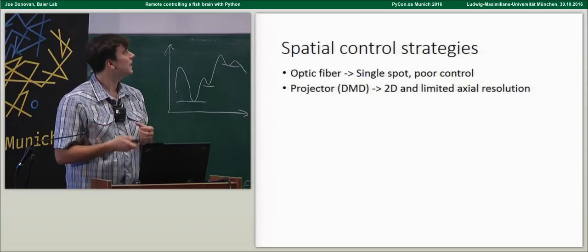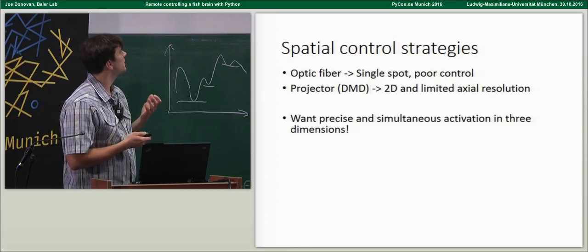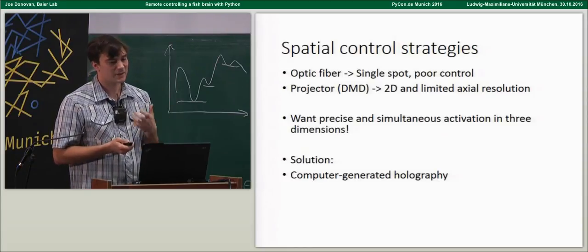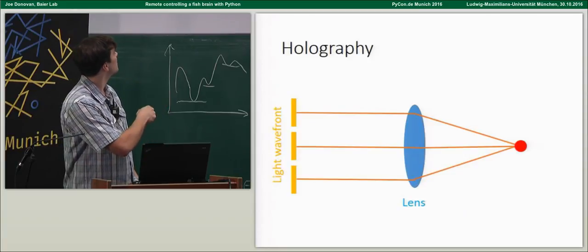It's 3 dimensions. So how do you shape the light into a 3-dimensional pattern with good resolution? Well, the answer is actually holography, which sounds like something out of sci-fi, but it exists and it works and it's very cool. So let me explain it to you.